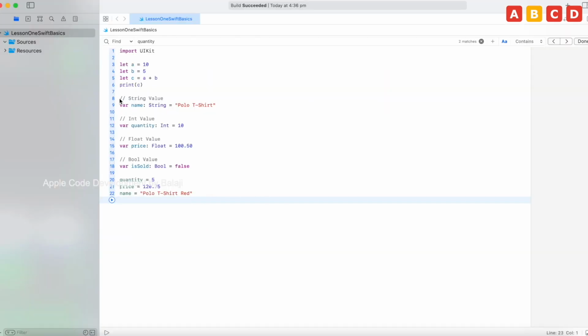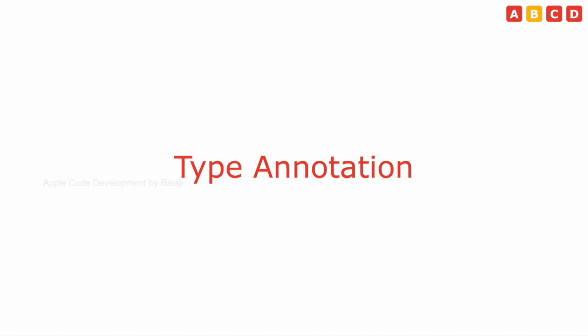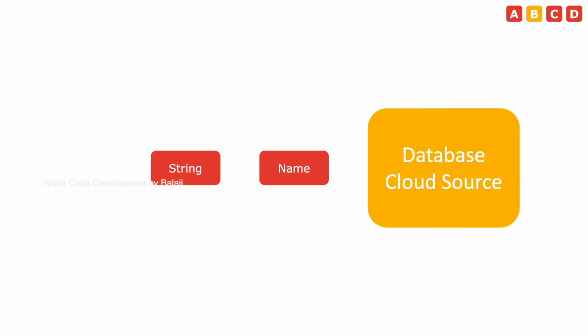Now I hope you understood the data types, variables and constants. See, it's very easy. Our next topic is type annotation. Here we have mentioned the type of string for the name and assigned the value as polo t-shirt. Sometimes we may know the data types at first and the value we will get later from a database or cloud sources or anywhere.